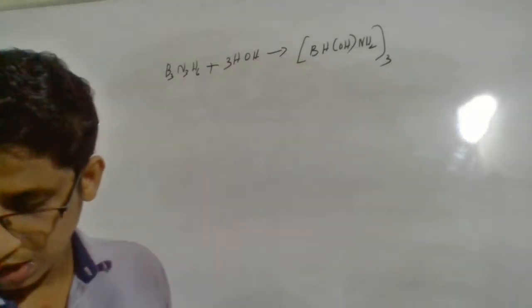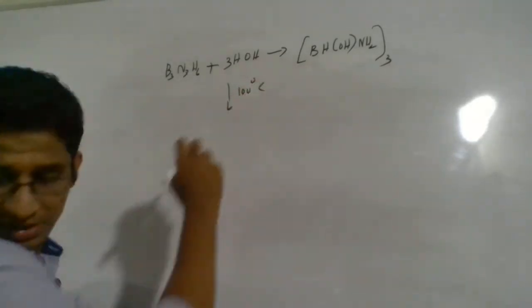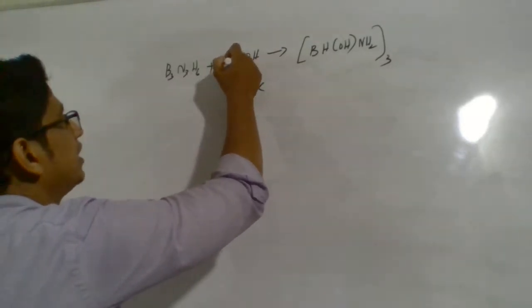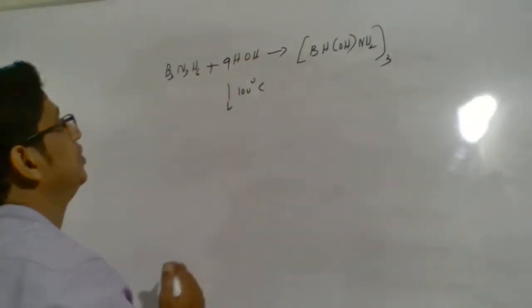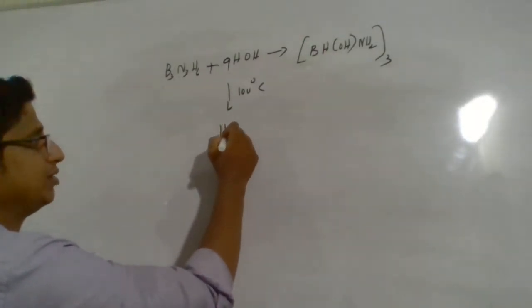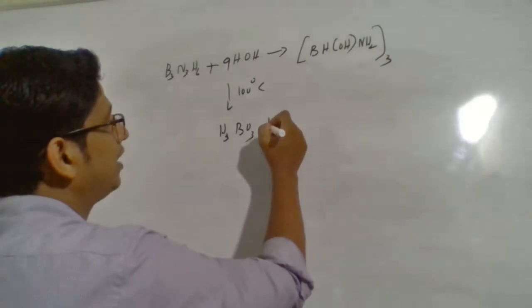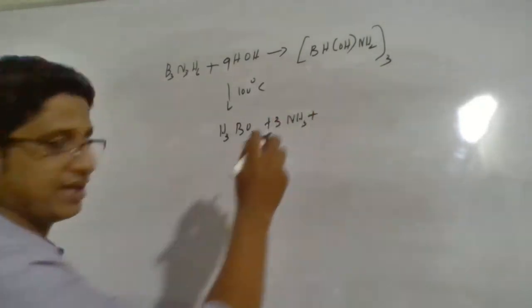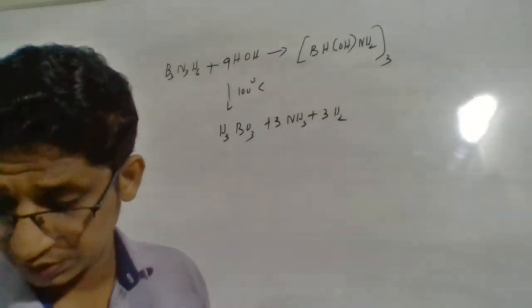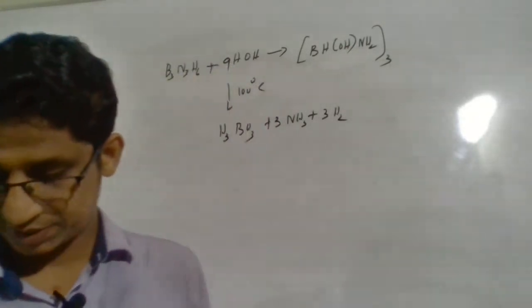Then, when heated at a higher temperature, around 100 degrees Celsius, with a higher molar ratio, 9 moles of water, boric acid will be formed. H3BO3 is another important boron compound that we will discuss later. That's boric acid, and ammonia and hydrogen will be formed. So that shows that borazine undergoes a hydrolysis reaction.